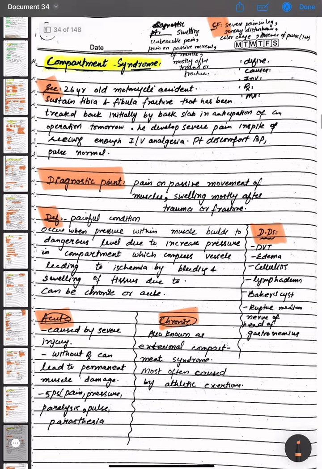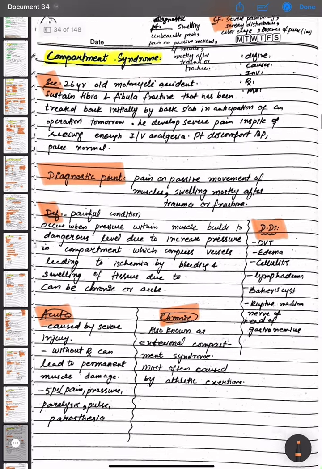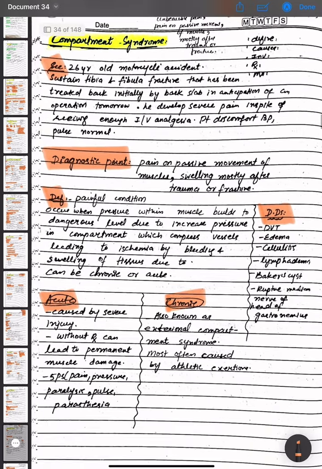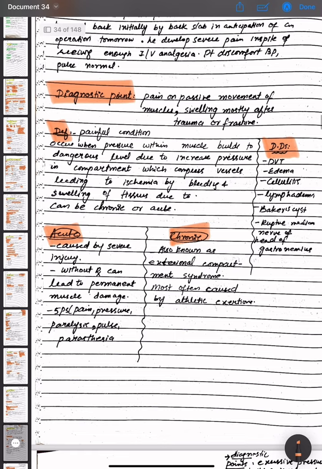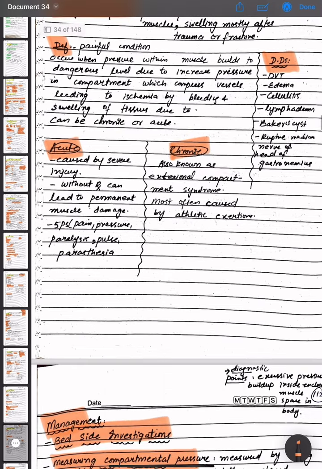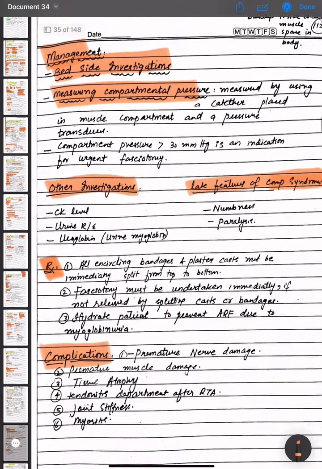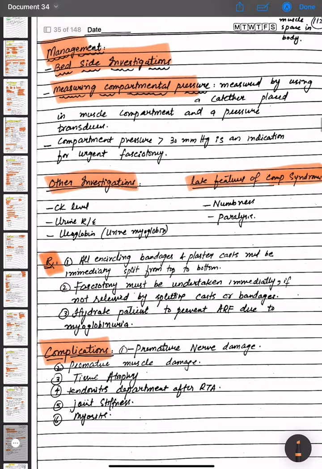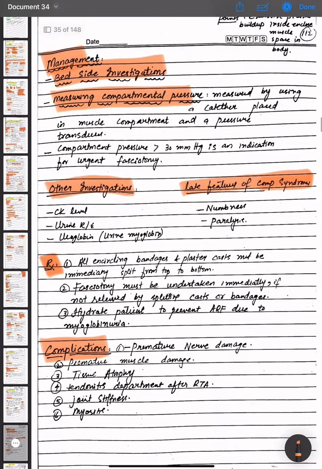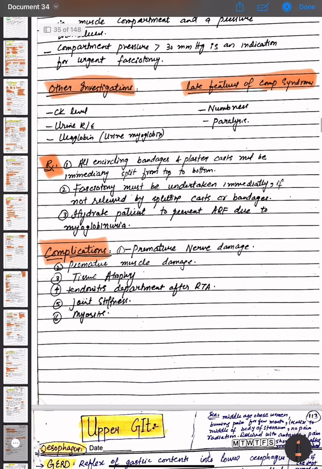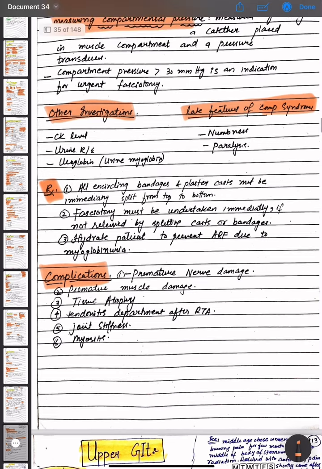Then in the last we discussed compartment syndrome along with the scenario and the clinical features and the diagnostic points. Then the definition and the differential diagnosis of compartment syndrome, then the acute and the chronic phase, and the management, which is bedside investigation, measuring the compartment pressure, other investigations, the late features of compartment syndrome, then the treatment options and the complications.